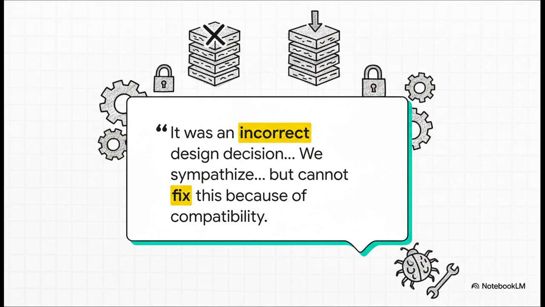This is a fascinating bug report from back in 2001 about Java's built-in stack. They basically admit the initial design was flawed, but they couldn't fix it because too many other programs already relied on the mistake. It's a perfect example of what engineers call technical debt, where a bad decision you make early on has to be paid for, with interest, for years and years.